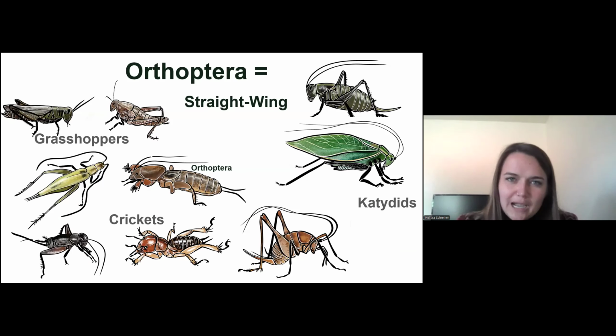But we're talking about orthopterans today, particularly acridiids or short-horned grasshoppers. So here are some of my illustrations. I just find these to be fascinating.